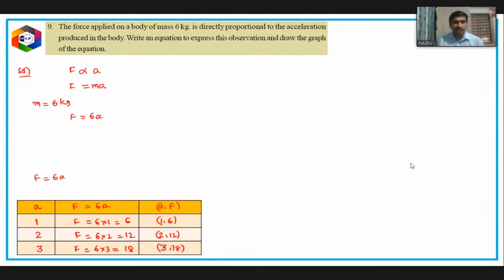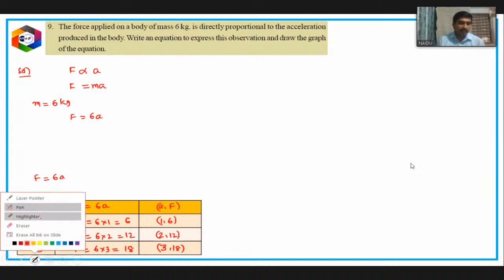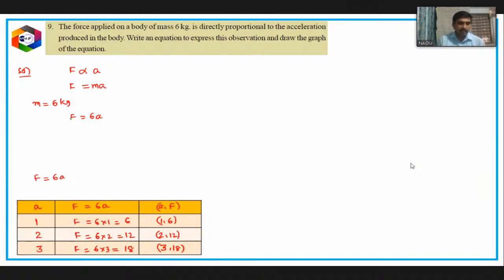Now we know the points. Now our aim is to plot these points on the graph sheet and draw the graph. The question says to write an equation to represent this observation and draw the graph of this. The equation that we have represented in this question is F is equal to 6A. This is the equation. So now I'm going to plot this on the graph sheet. Now I'm taking the graph sheet. Let us observe, children.